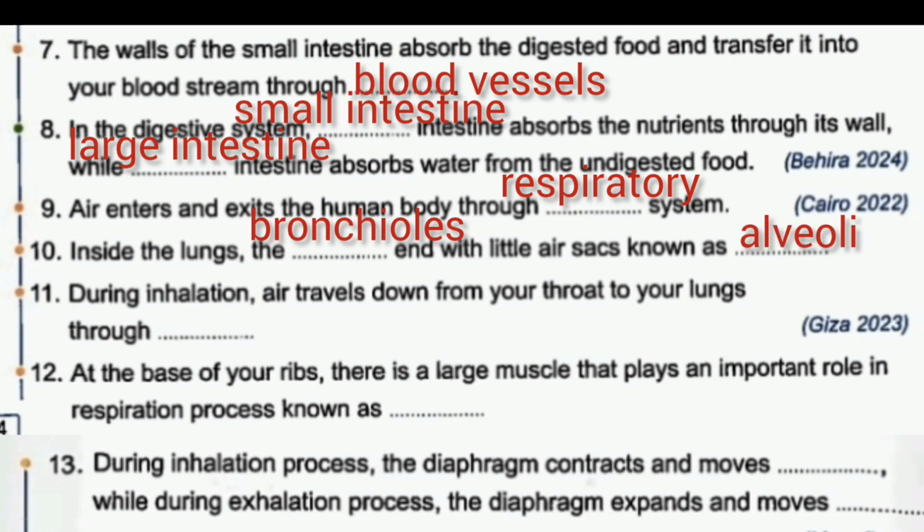Number 11. During inhalation, air travels down from your throat to your lungs through the trachea. Number 12. At the base of your ribs, there is a large muscle that plays an important role in the respiration process, known as the diaphragm.